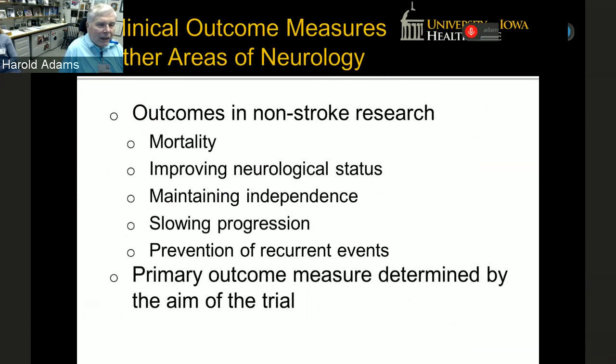Now, what are the outcome measures that we're going to look at? In non-stroke research, we'll look at mortality, improving neurological status, maintaining independence by slowing progression, and prevention of recurrent attacks. The primary outcome measure will be determined, as I said once before, by the aim of the trial.